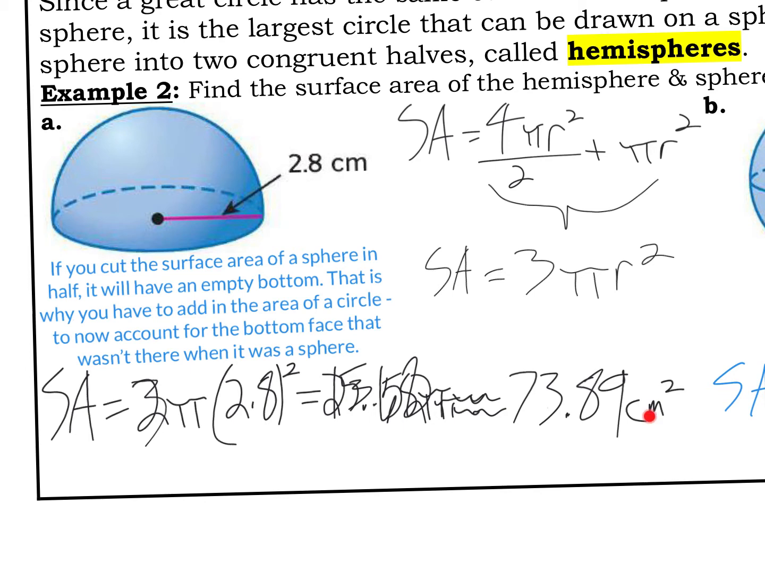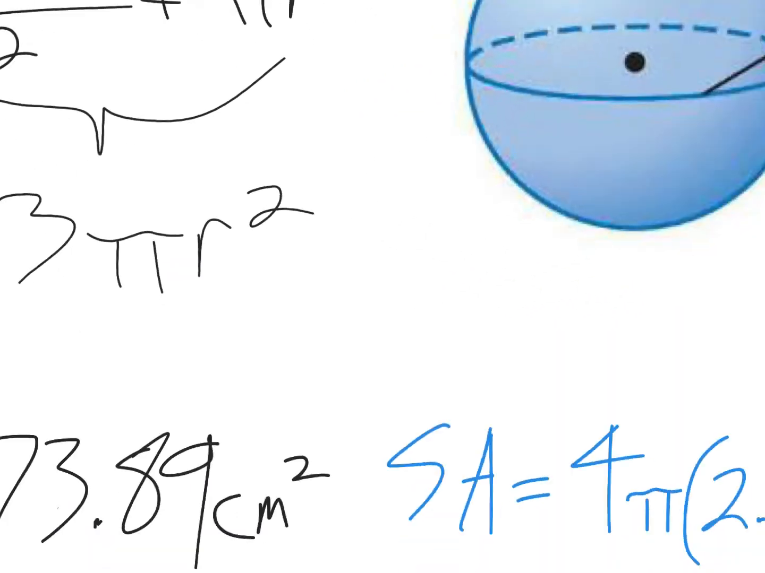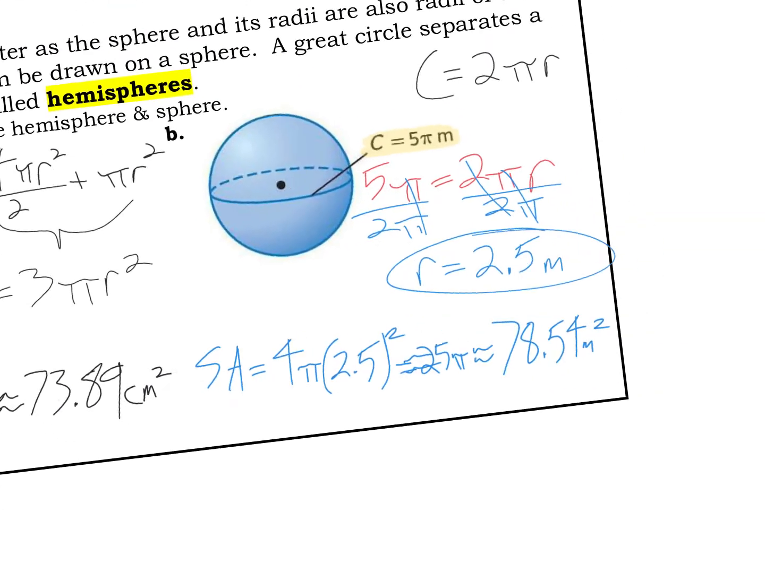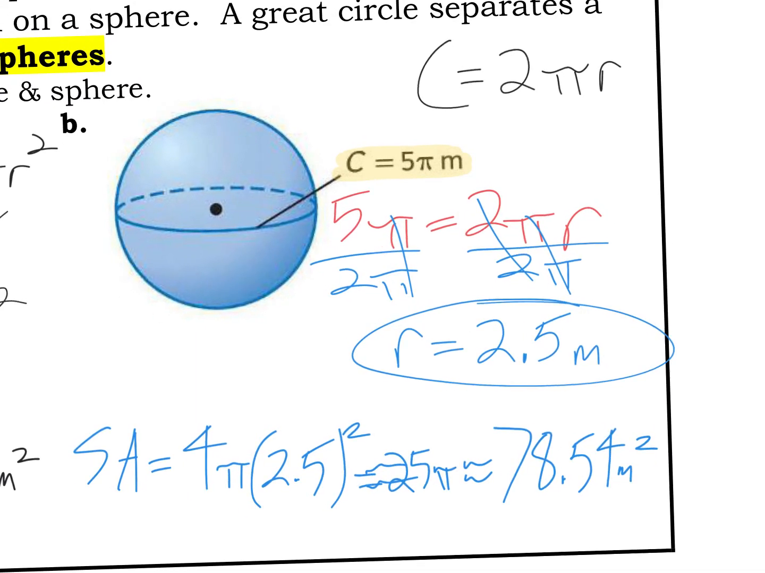Make sure you always square your units when you're doing surface area. Just think the radius is being squared, so your unit should be squared. That kind of helps me remember whether it should be squared or not.